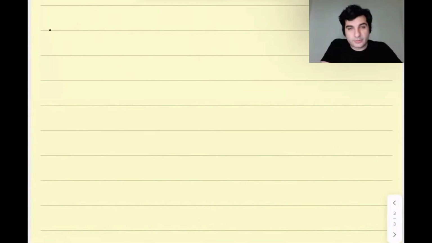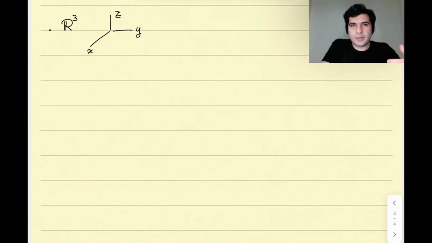Now let's think about three-dimensional objects. R3 is an example of a three-dimensional object, right? We have X, Y, Z. We need three numbers to describe the coordinates of a point. This is a three-dimensional object. It's hard to think about other three-dimensional objects.